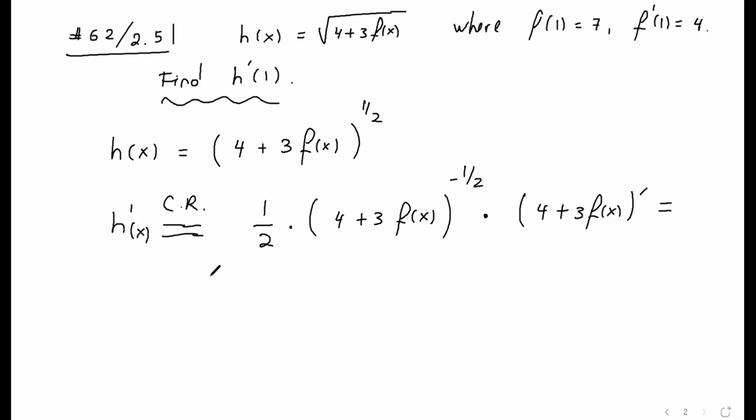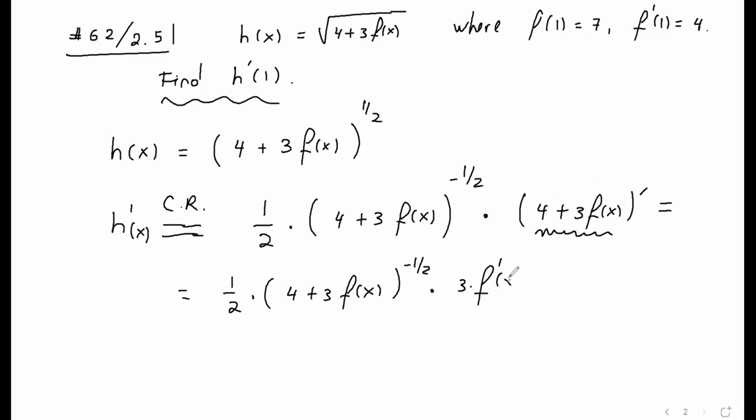So this is going to be equal to 1/2 times 4 plus 3 f of x to the negative 1/2 times, and this quantity here is very easy to deal with because 4 primed is 0 and 3 f of x primed is 3 times f prime of x. So this one goes away, by the way, folks. The constant is times f of x, right? So when we do the derivative that way, it's 3 times f prime of x. All right, so this is the answer for h prime.